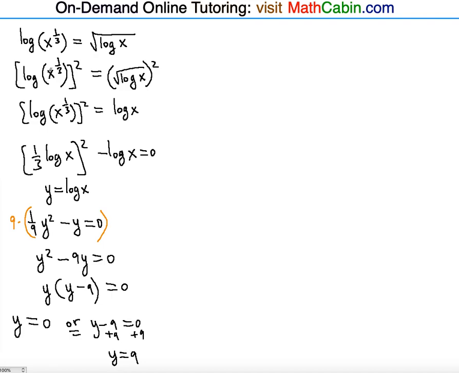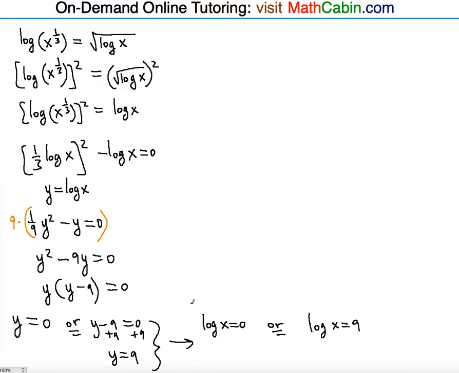But before you do that, make sure that you put this back in terms of the log, in terms of the x. So these two possible solutions that you will have to check mean that you're going to have log x is equal to 0 or log x is equal to 9. But then before you check the x solution, you have to make sure that you solve for x.